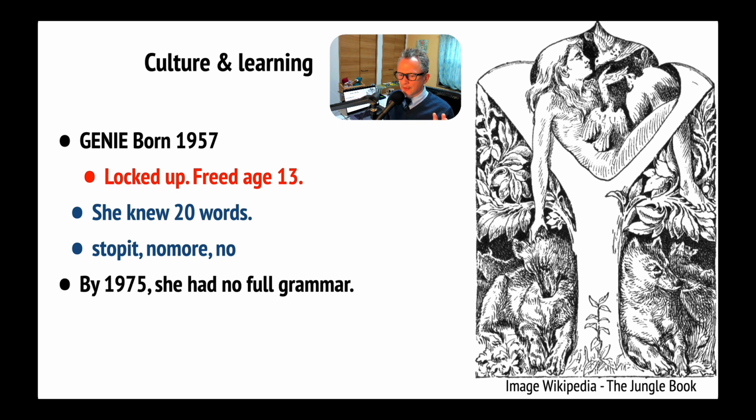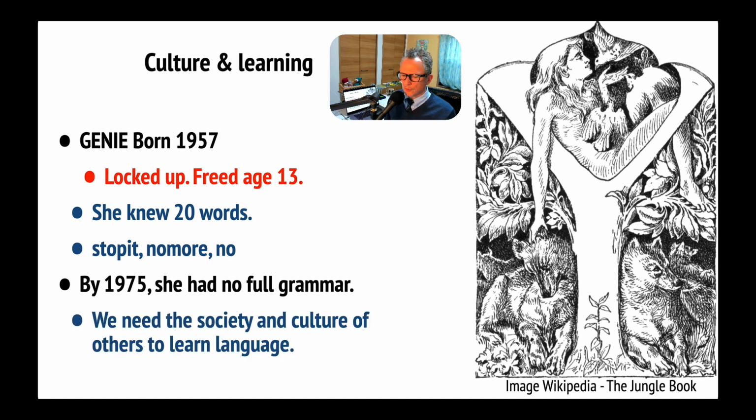And by 1975, even though she had been set free, she had no full grammar. So the point about Jeannie is that she did not have a socialization process, and because of that, her language was limited. So we need the society and culture of others to learn language. So this is the idea of culture and learning.